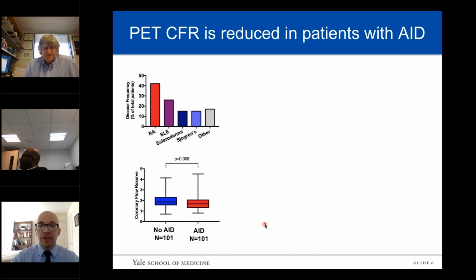So we performed a retrospective study where we identified 101 patients with autoimmune disease who underwent PET, and we excluded patients with myocardial infarction, prior revascularization, and heart transplant. As you can see, most of our patients had rheumatoid arthritis, followed by lupus, scleroderma, and Sjogren's syndrome. We were able to find 101 patients without autoimmune disease who had a matched profile for age, gender, BMI, and comorbidities. It was not surprising that the flow reserve was significantly reduced in patients with autoimmune disease when you compare to those without.